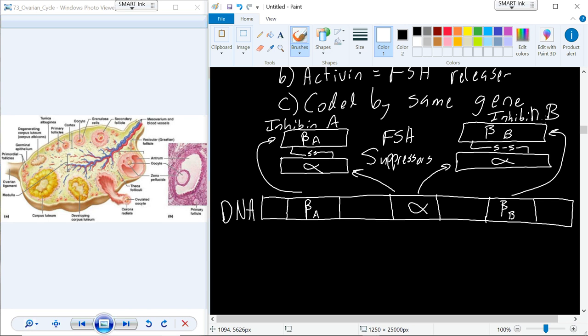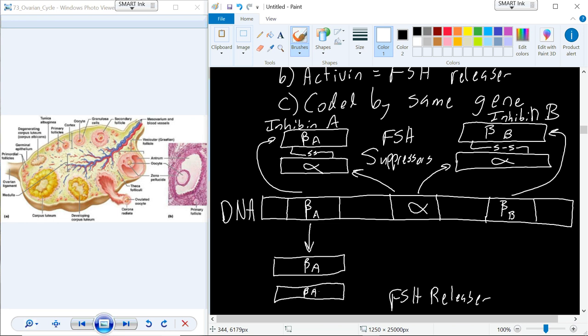Then on the FSH releaser side, I have a couple different possibilities here. I can take two beta A subunits, with a disulfide bridge in here to hold the structure together, and this forms a molecule called activin A. I then also have a similar combination where I have beta B and another beta B subunit, with the disulfide bridge in there, and this particular structure forms activin B.